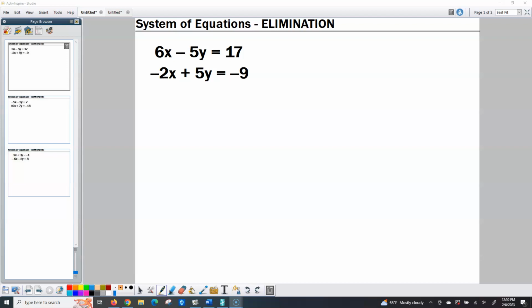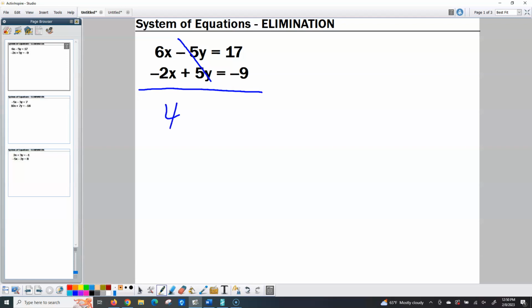Going to solve these systems of equations by elimination, and we're looking to eliminate or get rid of one of the variables. In order to do that, you have to have opposites. Right here, I can see that I have a negative 5y and a positive 5y. I'm just going to work vertically, straight down here. Those are going to eliminate. They're going to essentially cancel each other out.